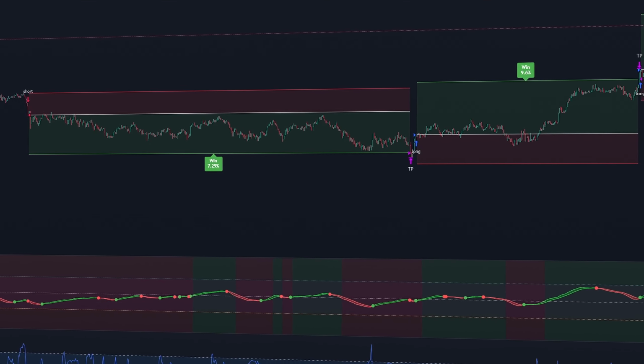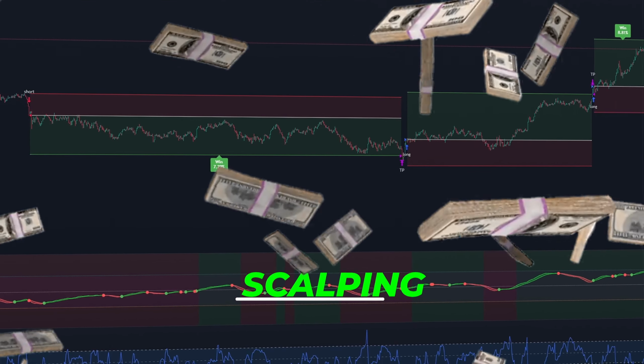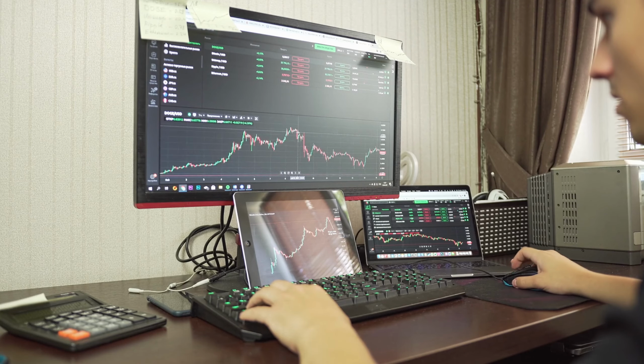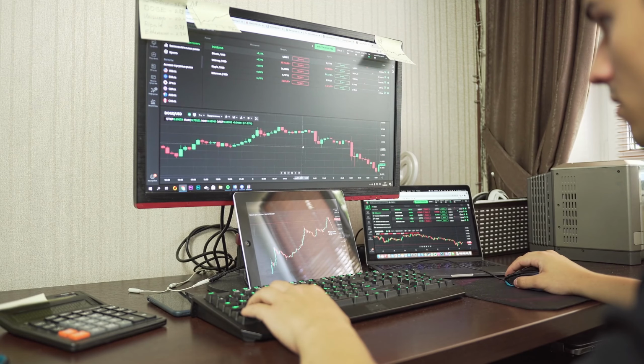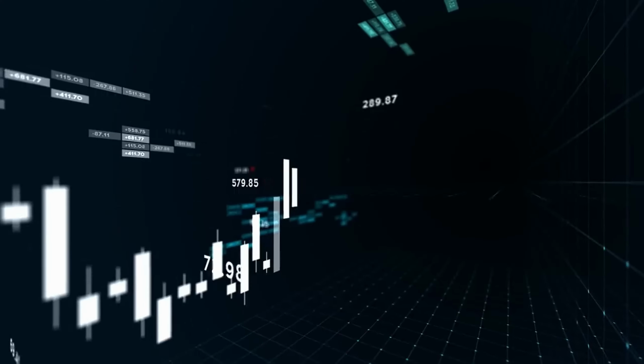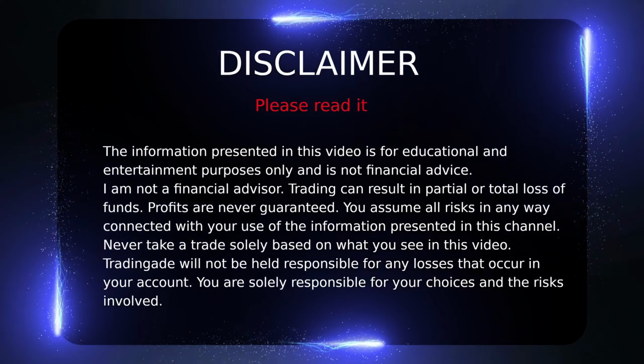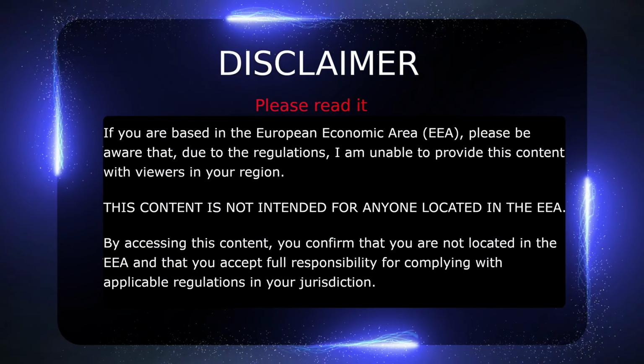Today we're gonna look at a profitable scalping strategy using just 2 free TradingView indicators. It's super easy to set up. We'll go over the entries and exits, and at the end we'll check the backtest results to see which timeframes and assets it works best on. So, without further ado, let's jump straight into it.